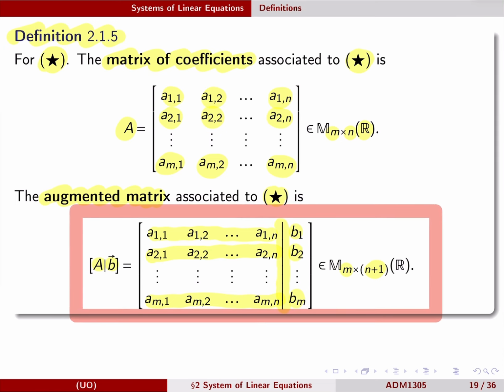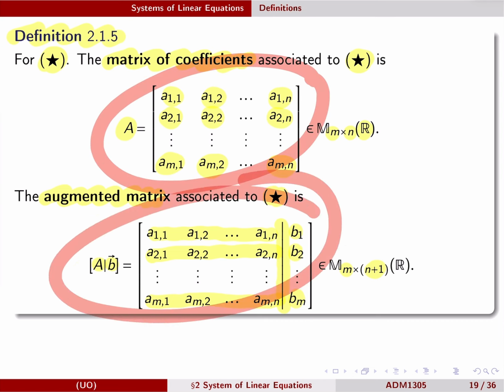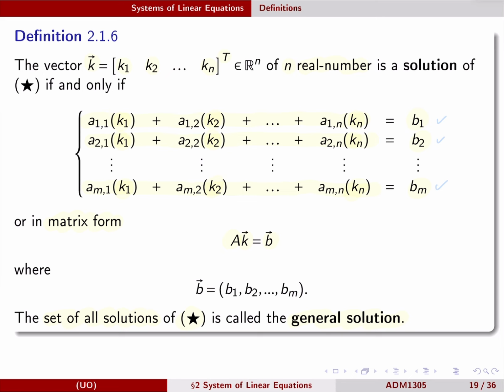And for any system of linear equations in this class, the first thing you should be comfortable with is creating the matrix of coefficients and the augmented matrix of that system. That's the starting point of a good analysis to study a system of linear equations. The ultimate goal when you have a system of linear equations is to find all possible solutions, also known as the solution set or the general solution.